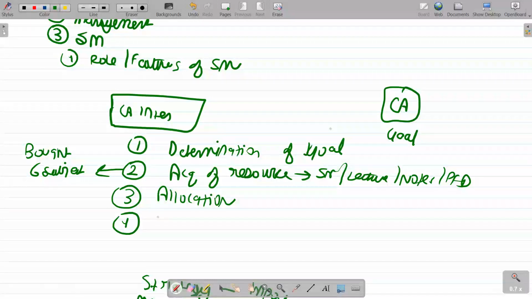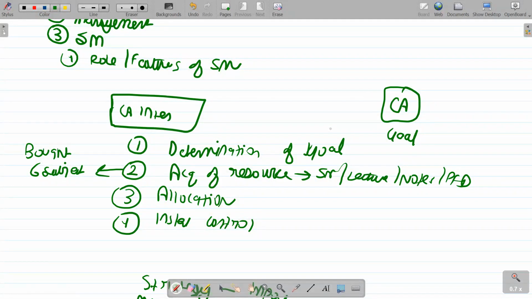And next thing, you will install a control system. How will you install a control system? You tell your mamma that please at the end of the month, ask me every time whether I've completed this subject or not. Whether I've completed this subject or not, this is the control.